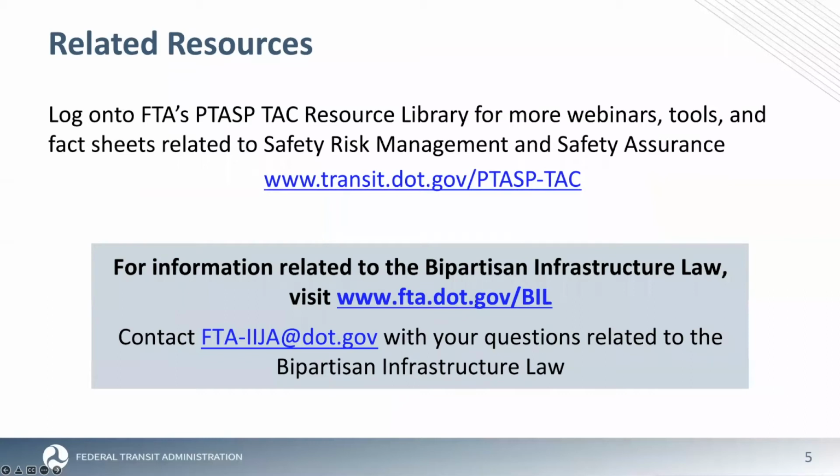Also wanted to take a moment to point out some resources. In our webinar today, we're going to try to talk with a little more granularity on some specific subjects, so we won't spend as much time as we normally do covering the basics and reviewing very general concepts. FTA has published a considerable amount of resources on the PTASP regulation. Specifically, there are sections devoted to safety risk management and safety assurance on the PTASP TAC website. We would encourage folks to visit that website if you're looking for materials, especially if you're interested in a refresher on any of the topics that we're going to cover today.